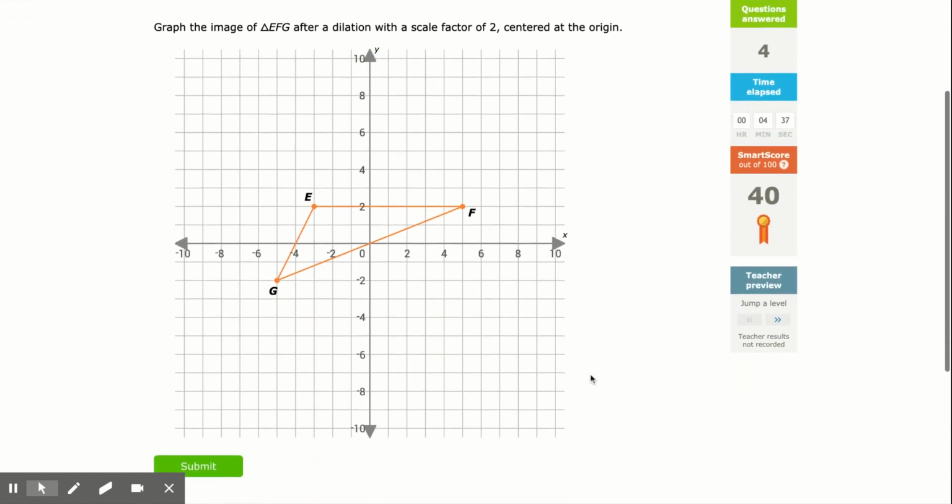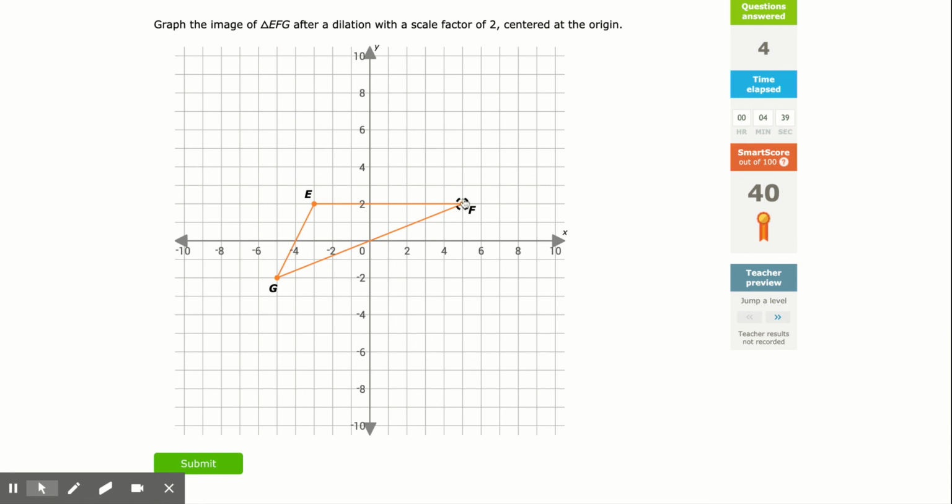If you have any questions on how to do this, please bring them to class. Just remember, take both the X and the Y for each value and double it. The X and the Y, double it. I'm going to double X and I'm going to double Y.